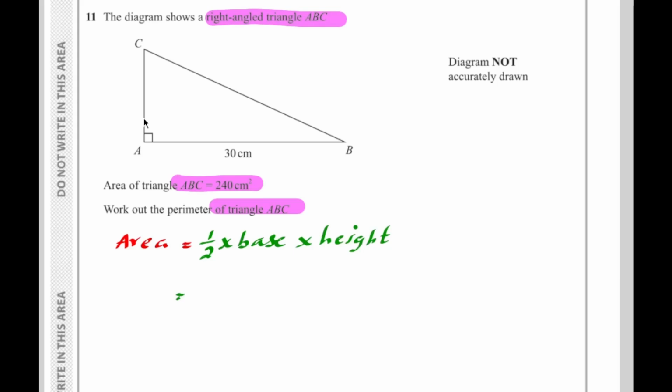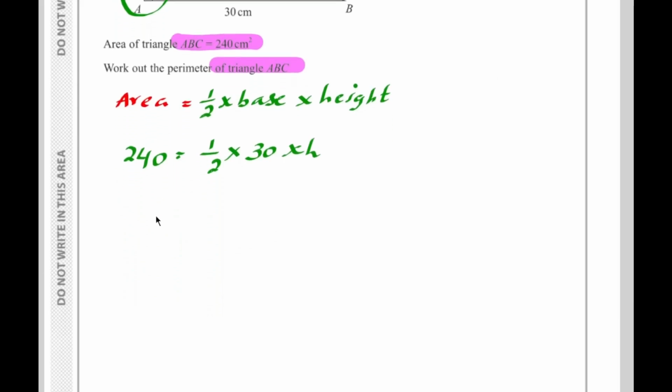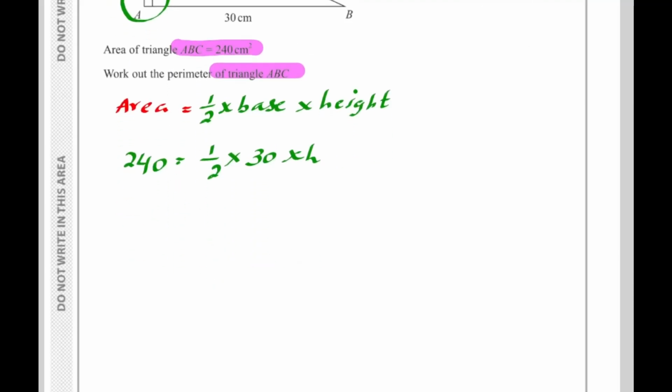Here, how to figure out what's base, what's height? You need to circle this out. These two sides make 90 degrees, which makes them base and height. So half base 30, we don't know what height is. Label it as H or AC. Area is given as 240 square centimeters. Then I can get what H is, which means AC. Let's write here AC.